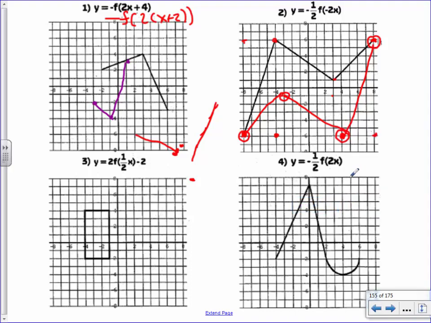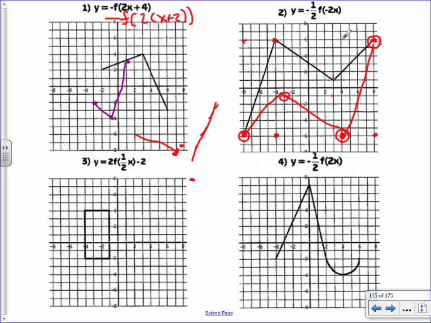Now let's deal with the 2 and the 1/2. They both do kind of the same thing. One of them brings it down, squishing it like this, and the other one squishes it in. So I'm going to find these points and I'm going to cut them in half. So like, for example, this one right here looks like it has an x value of 8. If I take an x value of 8 and cut it in half, it would be over here at 4.